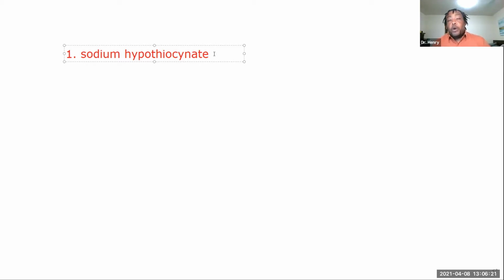Transitional metals, in most cases, 90% of the time, you're going to use a Roman numeral because you need to let me know what the charge is on it. The Roman numeral represents the charge on that metal in groups 3 through 12.